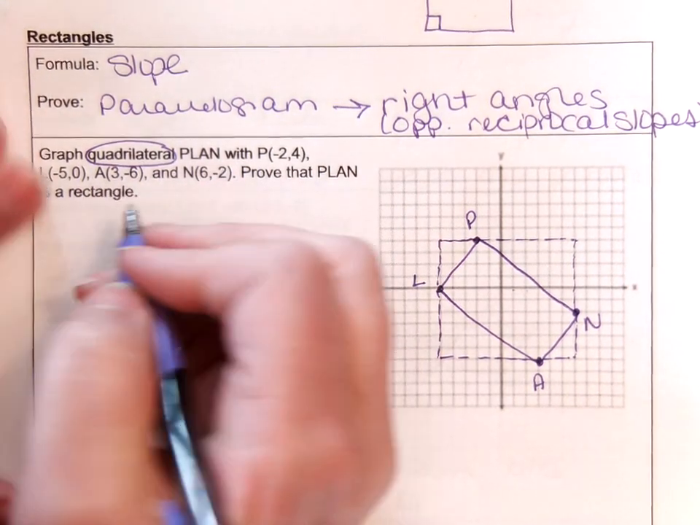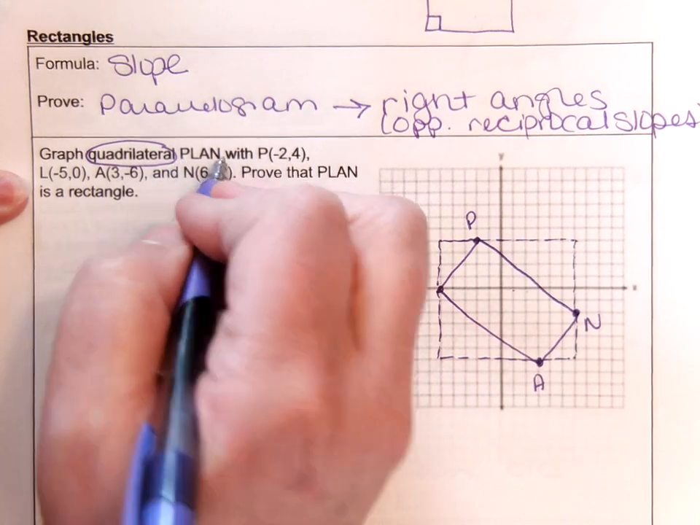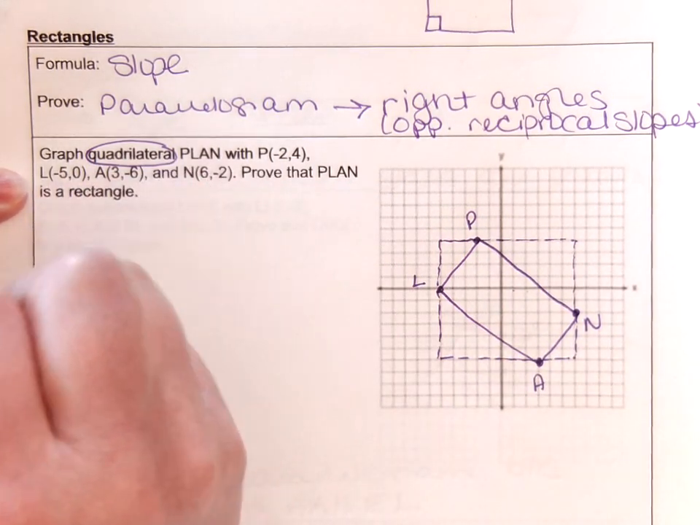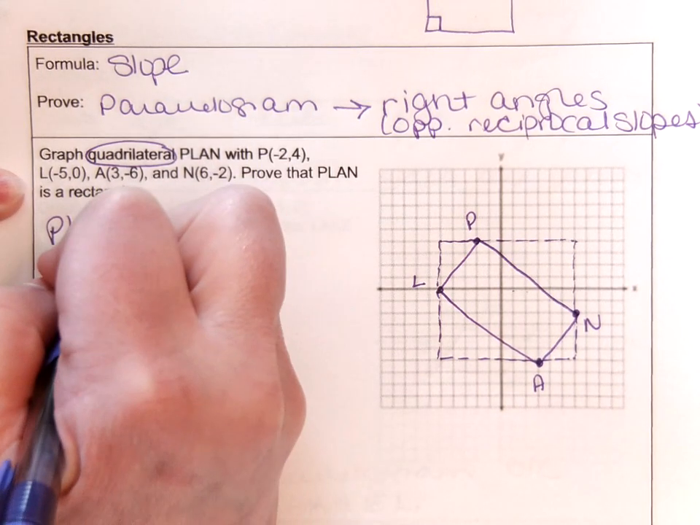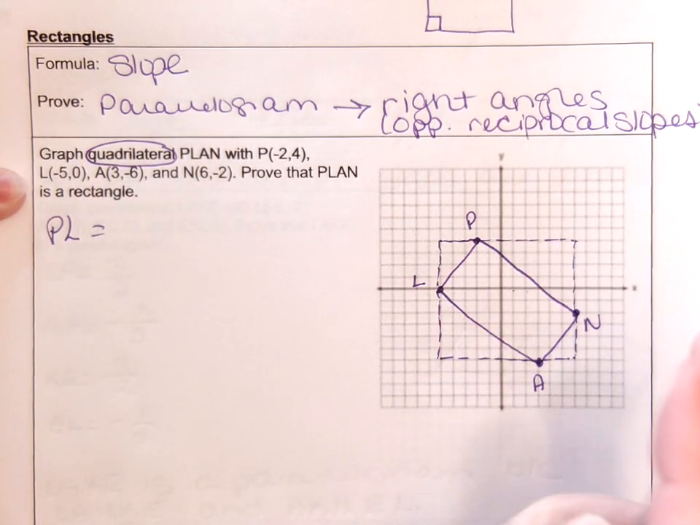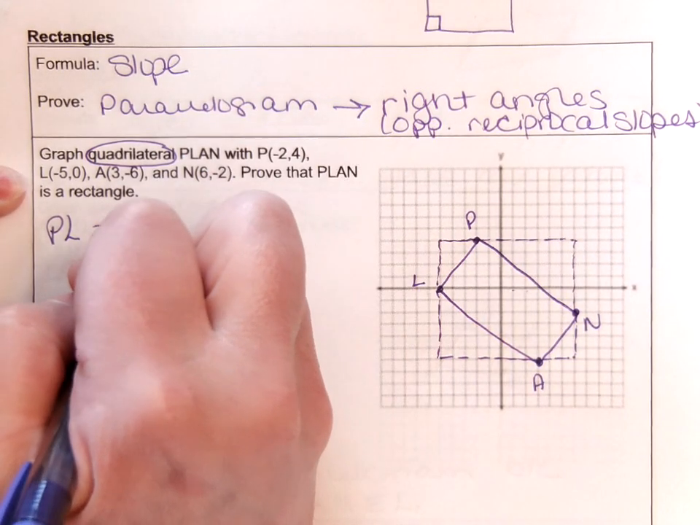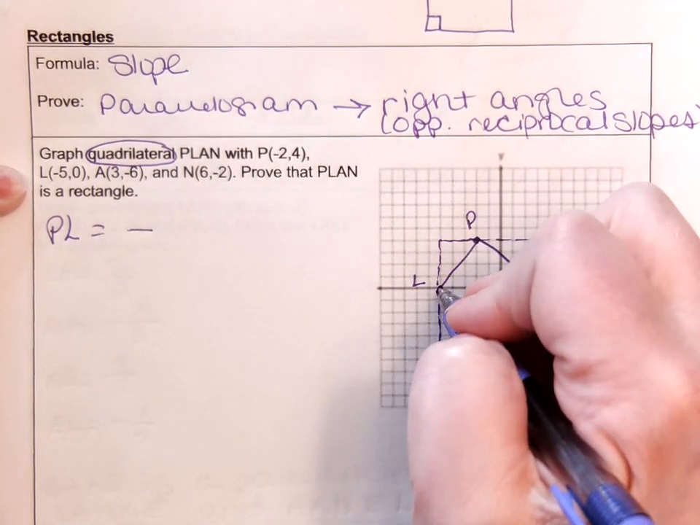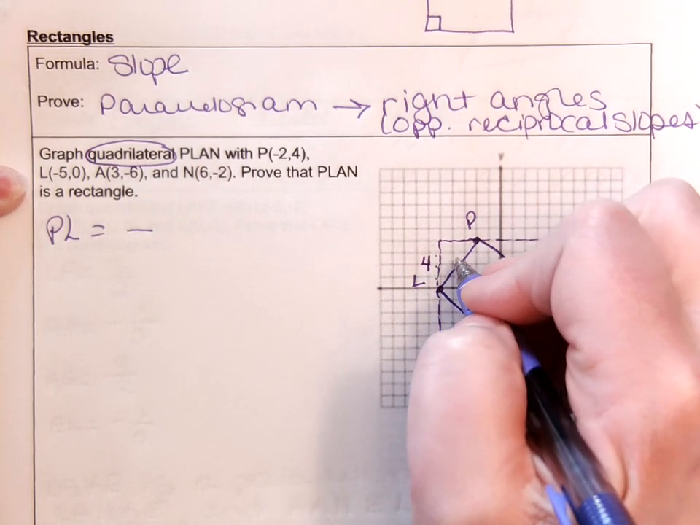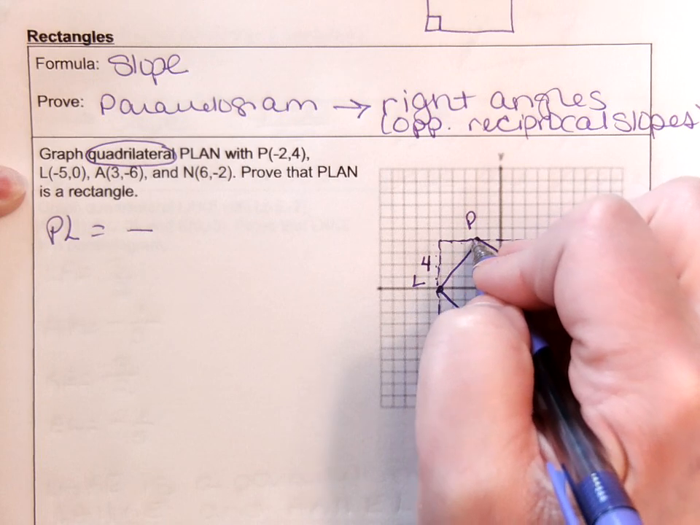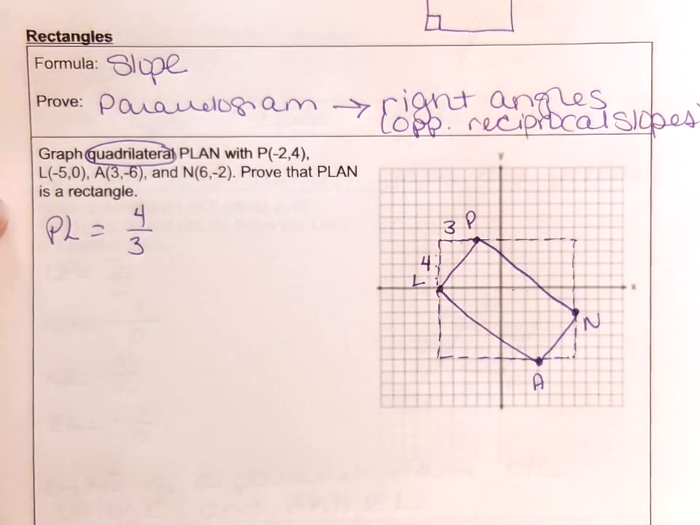So I'm going to start with PL because that's kind of how the word goes. It doesn't really matter what order you go in as long as you find your four slopes. So PL, reading it from left to right, it's going up, so it's going to be a positive slope. So it's going up 1, 2, 3, 4, and right 1, 2, 3. So up 4, right 3.